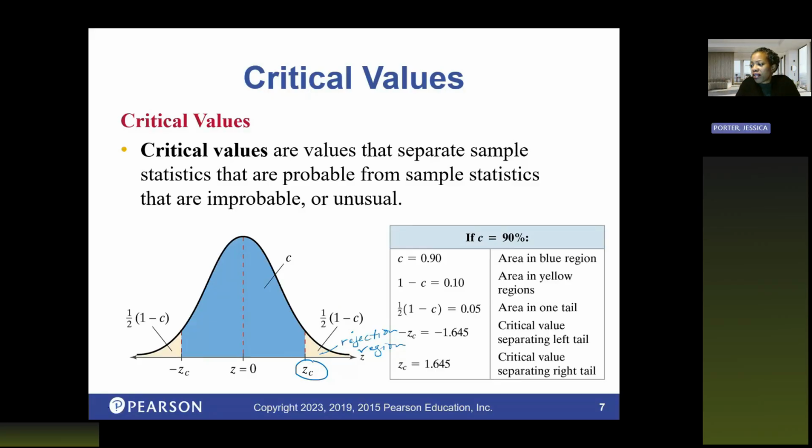Then we find the area in that one tail. So this area here is 0.05. So we're going to look that up in the table. I don't have a table handy, but we would look up 0.05 inside the table. Remember last week we looked inside the table to find the z-score? Well, that's what we would do here in this case. But let's use technology. We love to do that.